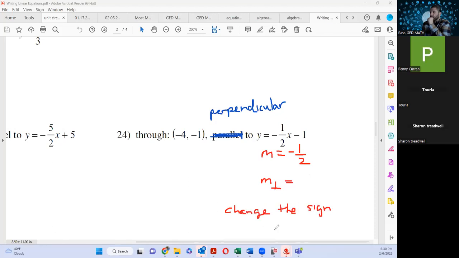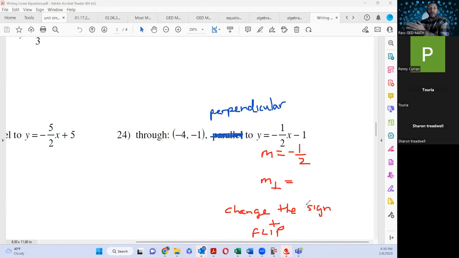So it's going to be positive 2/1. I'm gonna make it as simple as possible. If you want to find the slope of the perpendicular, you take the negative reciprocal, but I'm gonna put it in layman's terms. You change the sign and flip it.